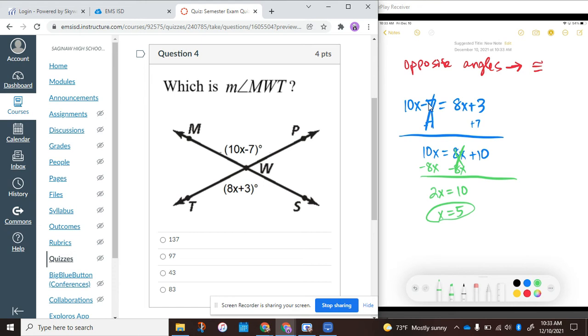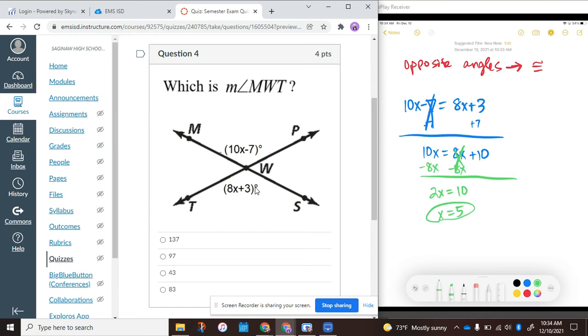We're not done yet because we still have to know some angle measurements. Remember, this question is asking about angle measurements. So what we do is take this x equals 5 and plug it right back in right here. We're going to plug it back in, and I'm going to use this equation right here because it's a little bit easier to deal with. We don't have any negative signs, and it's not that hard, really.